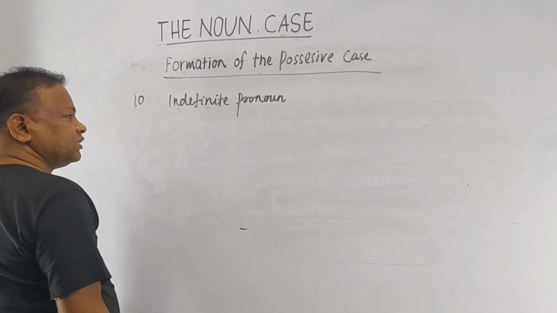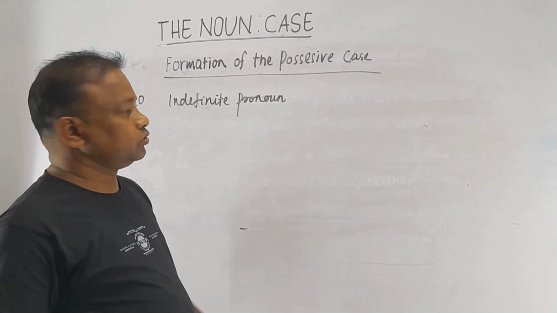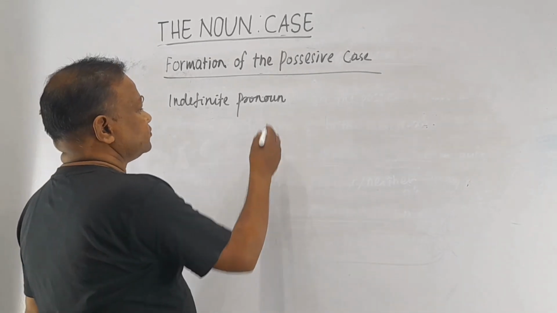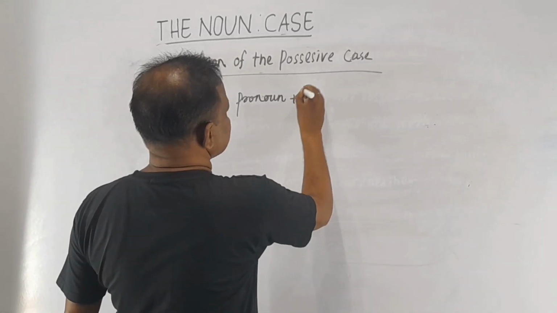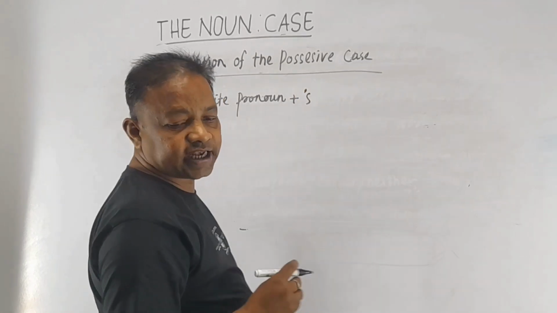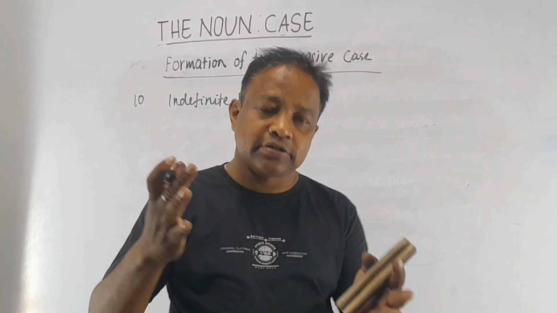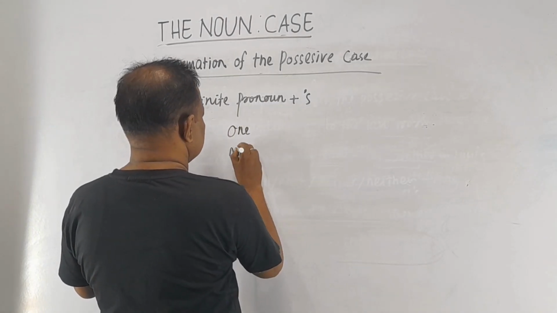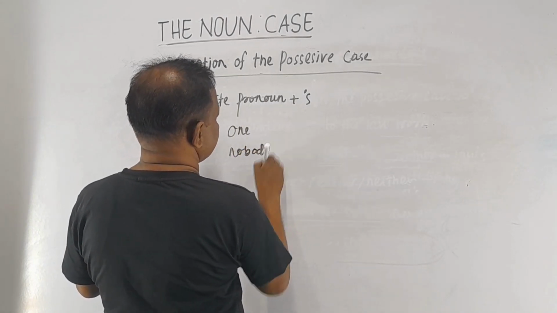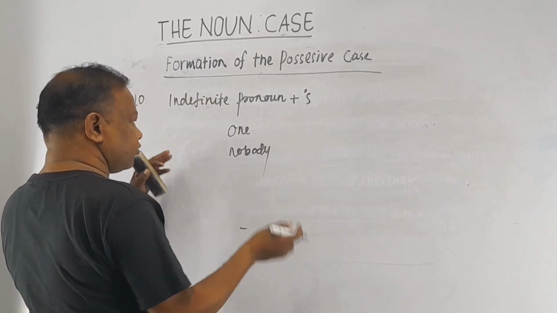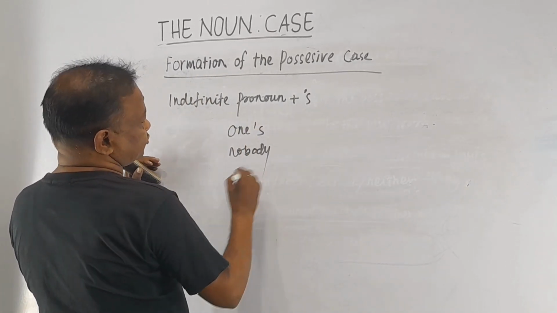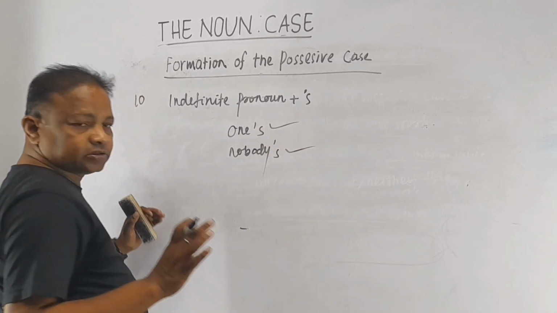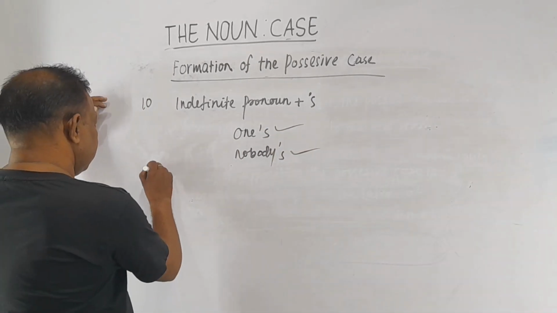In case of indefinite pronoun, when you want to change this one into the possessive case, you need to add apostrophe s. Once, nobody's, like this. One, nobody. If you want to write them in the possessive form, simply add apostrophe s to them. So this one is one's, nobody's. Okay.